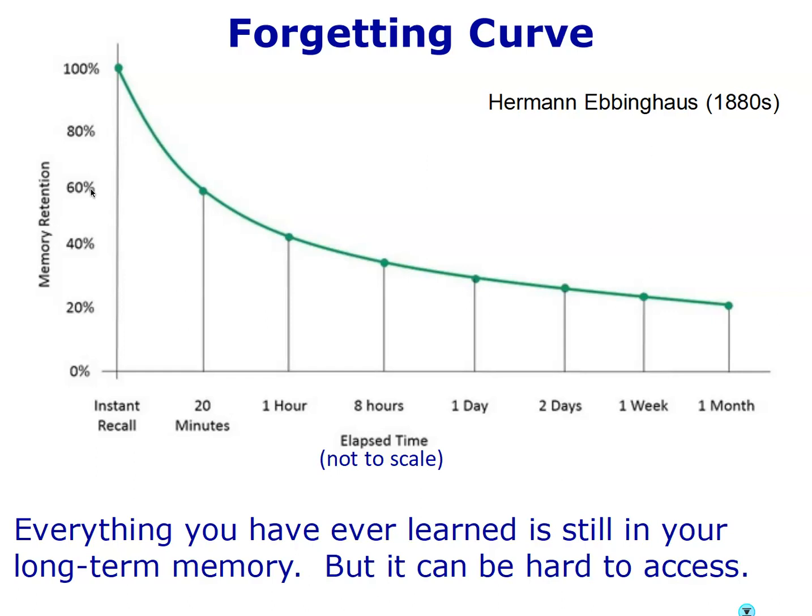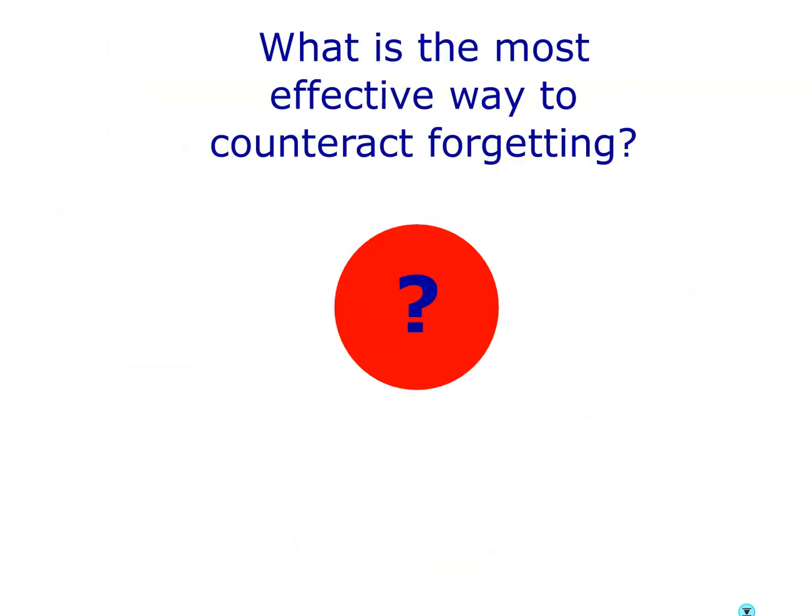After an hour, you're down to only remembering about 40 or 50%. And after a month, it could be down to as low as 20% or less. So the information is still there. You never forget anything that you've learned. But what can happen is retrieving that information becomes more and more difficult. So how do we fix that problem to make the retrieving easier and easier?